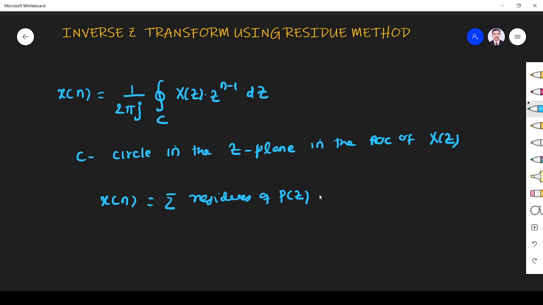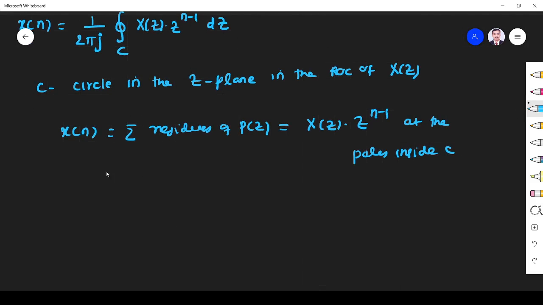What is P of z? That is equal to X of z into z power n minus 1 at the poles inside C. So X of z is given, and we have to multiply it by z power n minus 1. That gives the sum of residues of P of z. For this P of z I have to find residues. How to find residues, I will tell you.